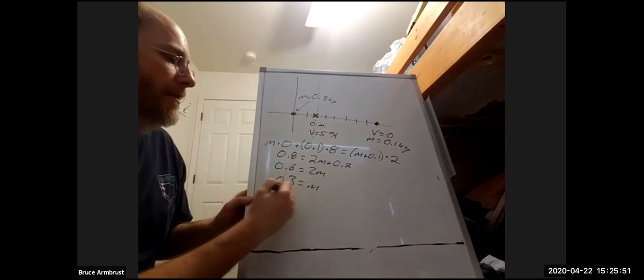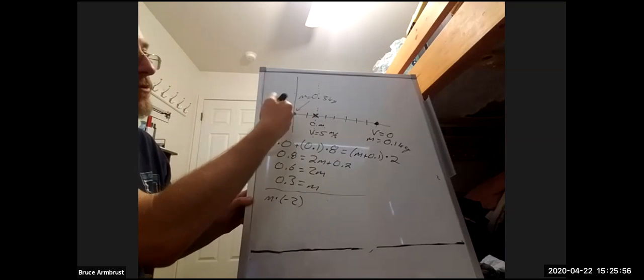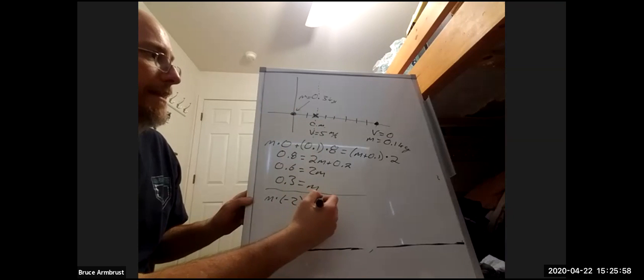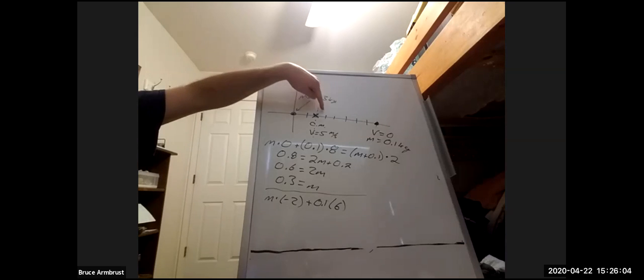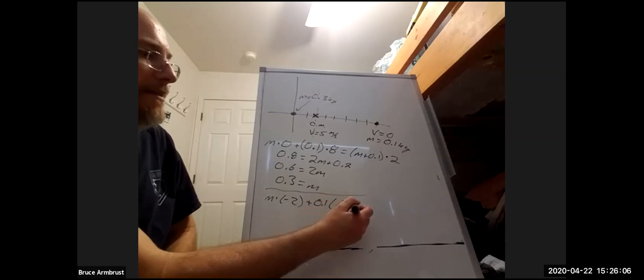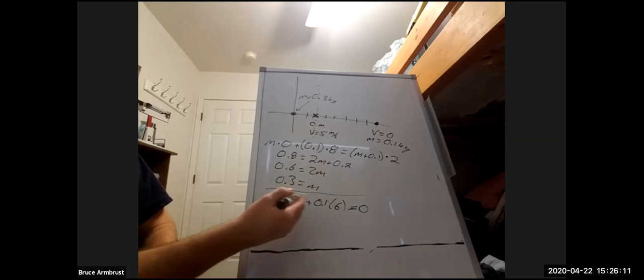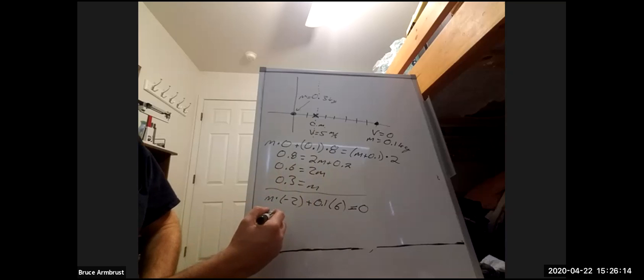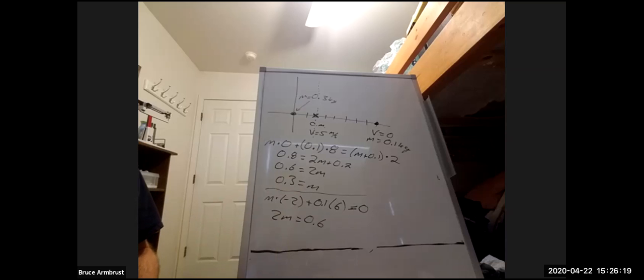I can do the same thing that I did before, which is take the distance away times its mass. So think about this one. What it would look like is now I've got my mass times -2, because it's 2 behind. And then I'm going to add to that 0.1 times 6, because now it's only 6 units away. And that's going to equal 0. I think of that as my center of mass. And if you just move this around a little bit, you get 2m equals 0.6, which of course is going to get you to the same answer.